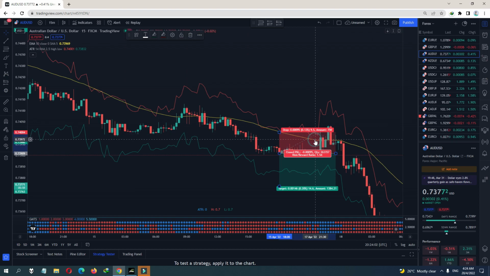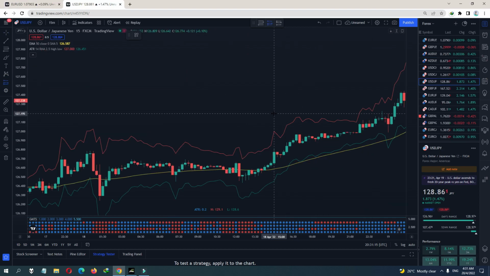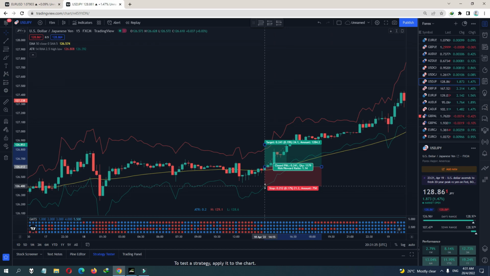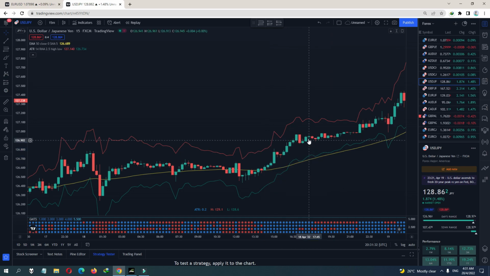For buy, it's the opposite. You want the price to be above the 50 EMA, and the Genesis has to be all blue for the first time. So it's here. You can buy this and target 1 to 1.5.